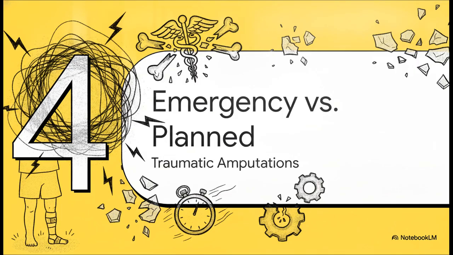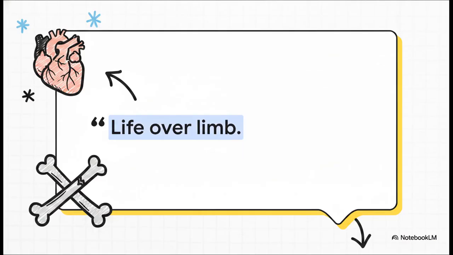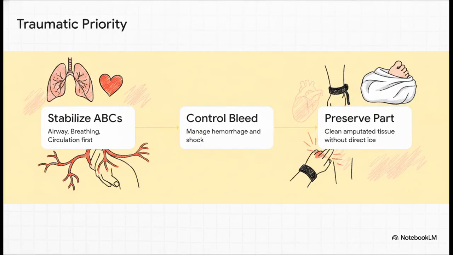Let's zero in on that traumatic pathway. In the high-stakes environment of a traumatic amputation, there is one absolute, unyielding guiding principle: life over limb. Period. Stabilizing the child's life will always take absolute priority over any effort to save the amputated part. So the priority sequence in trauma happens in three very specific steps.